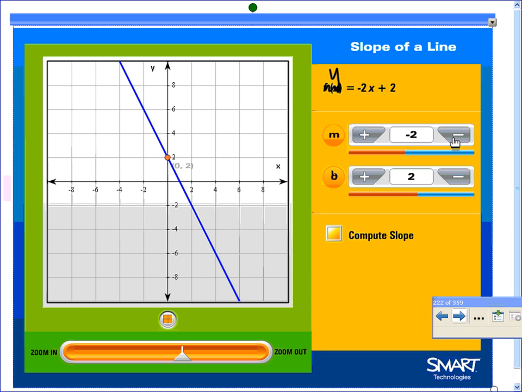So there we go. Now we have a negative line. Okay, so I just wanted you guys to see, the bigger the slope, the steeper the line. And also when it's negative, it's going to go down from left to right. Mary?